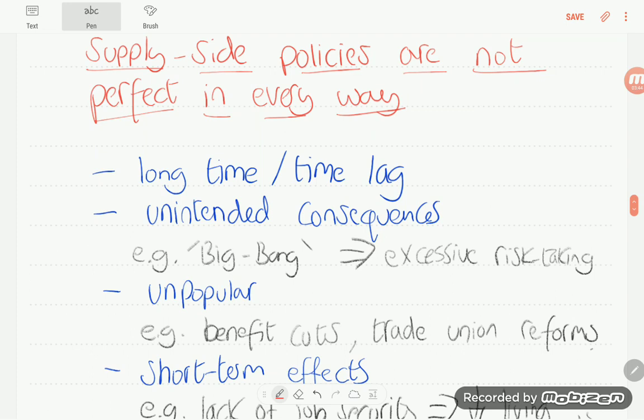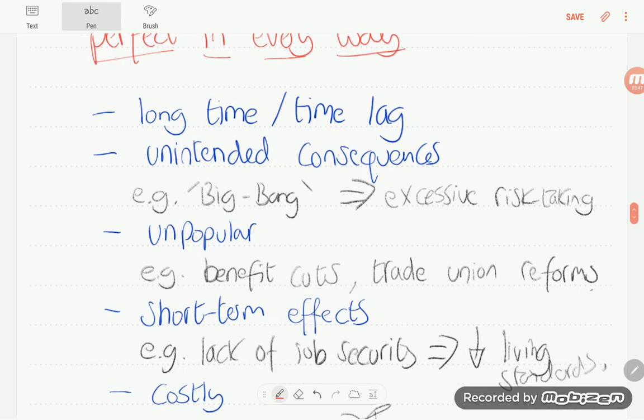Supply-side policies are not perfect in every way. First, it can take a long time to see the results of supply-side policies, so they can't be used to fix the economy quickly. For example, it will take many years to see the effects on an economy's labour supply that occur from improvements in education. Second, there can be unintended consequences. For instance, the deregulation of the financial markets led to excessive risk-taking in financial markets, which contributed towards the recent recession. The original deregulation was called the Big Bang, and this took place in 1986.